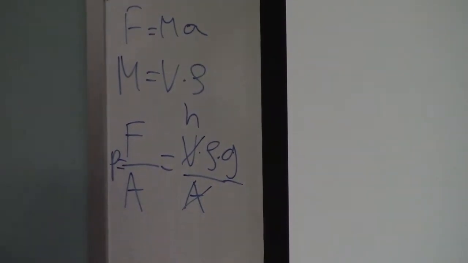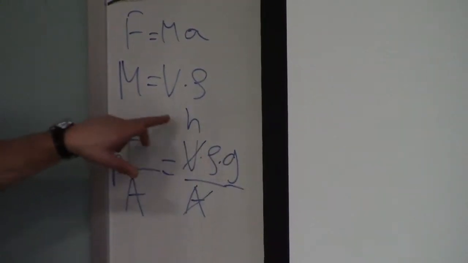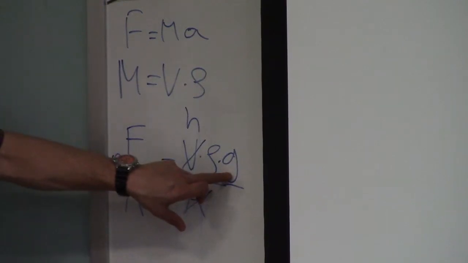Pressure is rho times g times h. Density times the acceleration of gravity times the depth of the fluid.